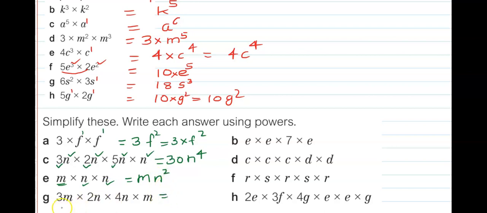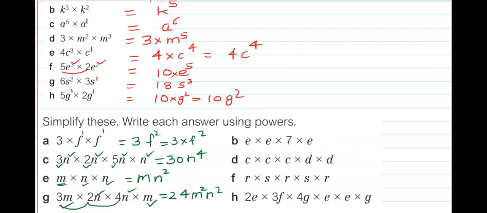Okay. Now if you multiply here, 3 times 2 is 6. 6 times 4 is 24. And m is there. So write down m. N, how many n's are there? 1, 2. Okay, so n2, and m is also 2, 1 and 2. So it will be 24 m square n square.